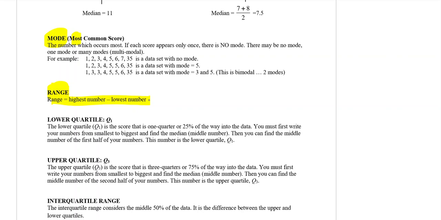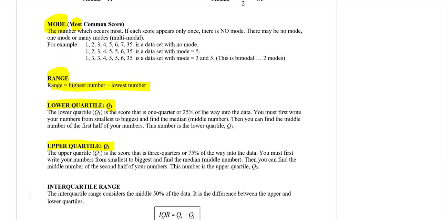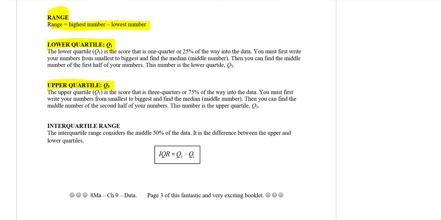Okay? So we have the lower quartile, called Q1, and it is the score that is 25% of the way into the data. The upper quartile is Q3. It's 75% of the way into the data. And there is a Q2. It's not listed on there. Q2 is the median. It is the middle of the middle. Okay? To find the interquartile range, which is the middle 50%, you need to subtract the Q3 minus the Q1. Okay, so IQR stands for interquartile range, and it is Q3 minus Q1.